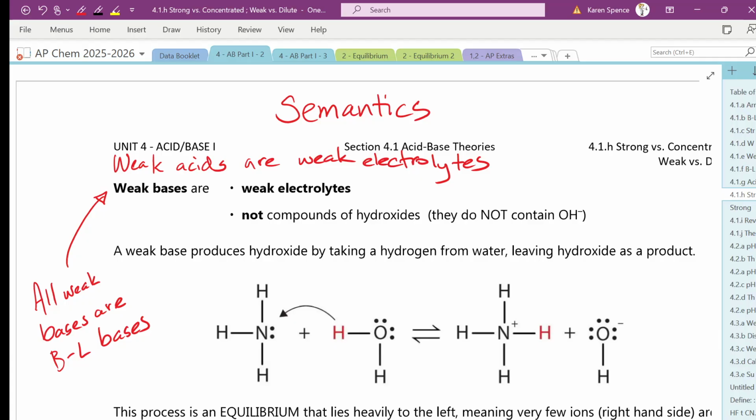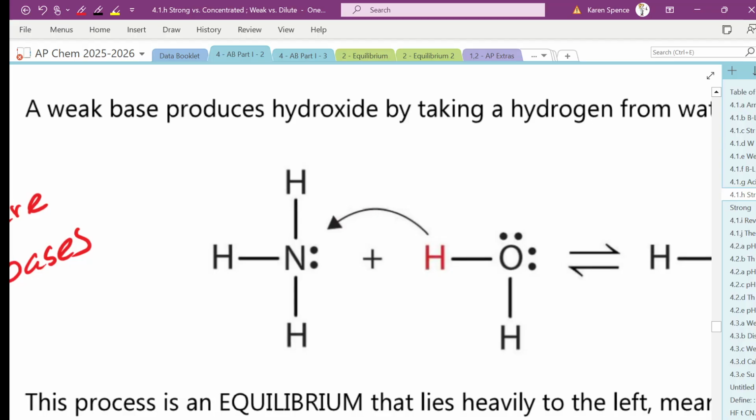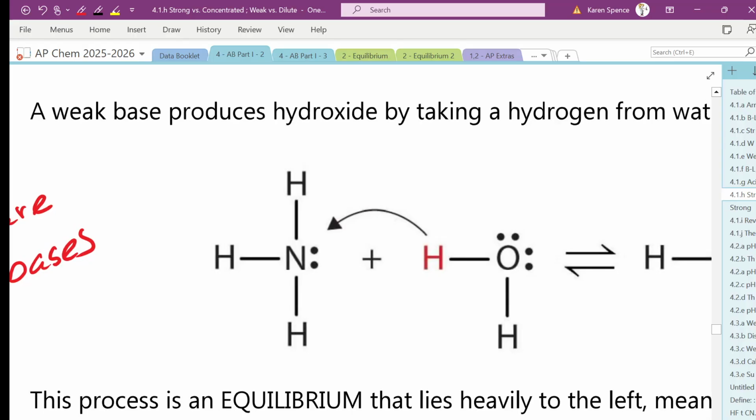All right, so here is NH3. What type of substance is NH3? Is it an acid or a base? It's a base. Is it strong or is it weak? Convince your partner. It is weak. Its conjugate base is a strong base. Okay, so it's a base, it's a weak base.